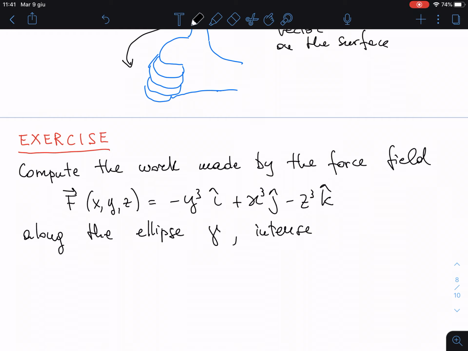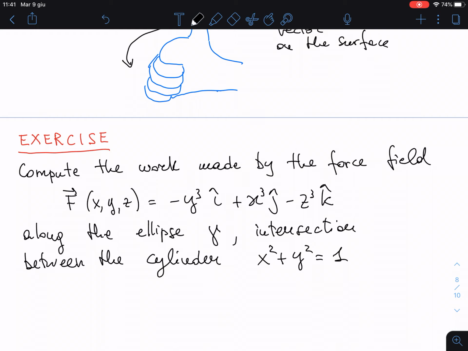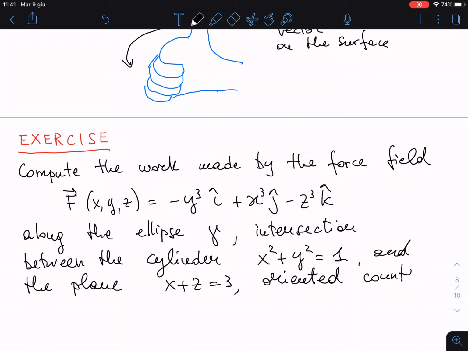Gamma is the intersection, so this ellipse is described as the intersection between the cylinder x squared plus y squared equal to 1, so it is based on the circle of radius 1 centered at the origin in the plane xy, and the plane x plus z equal to 3. This ellipse is oriented counterclockwise when seen from above.